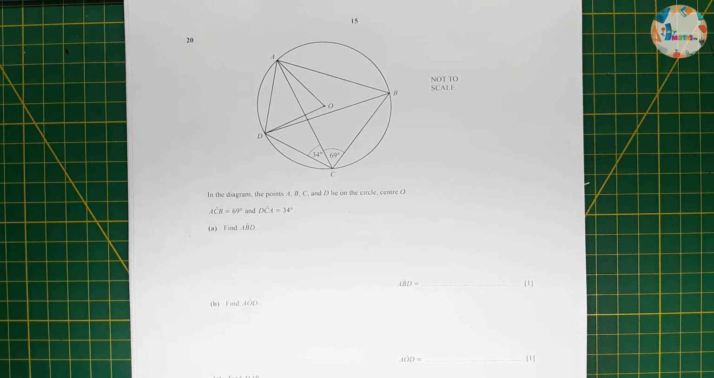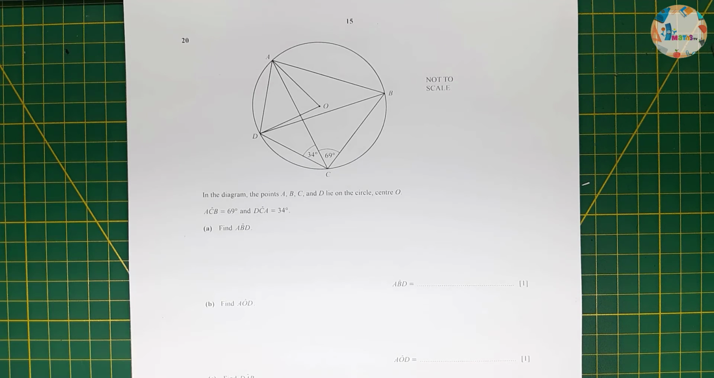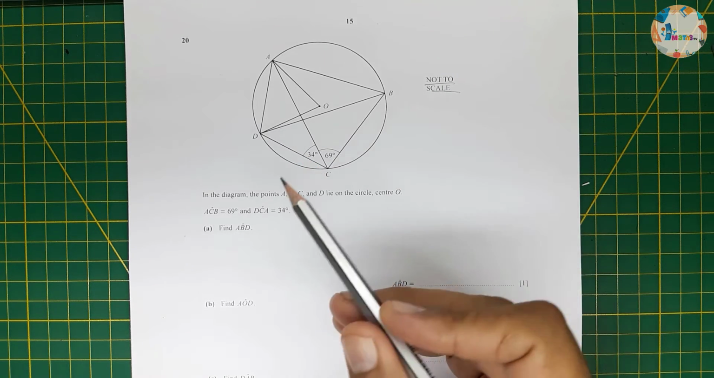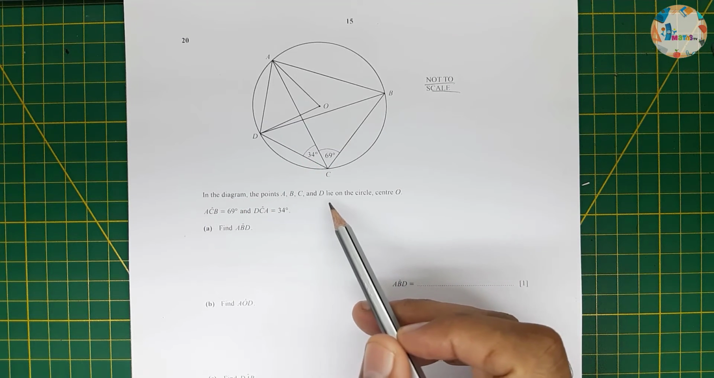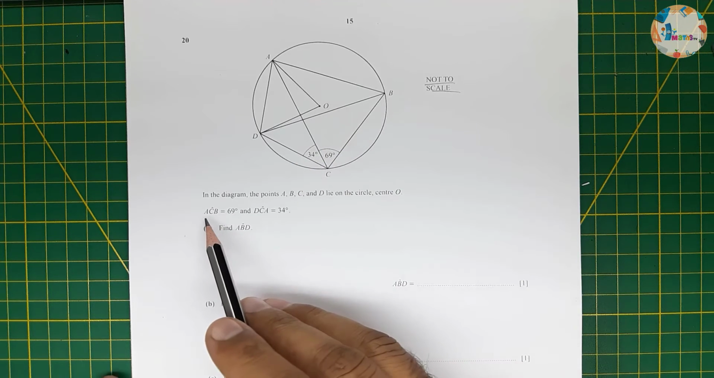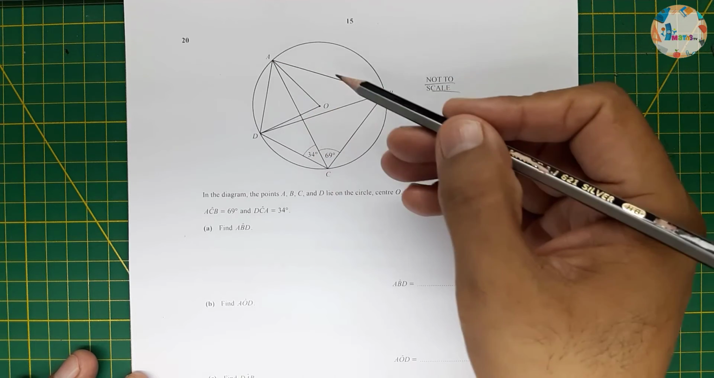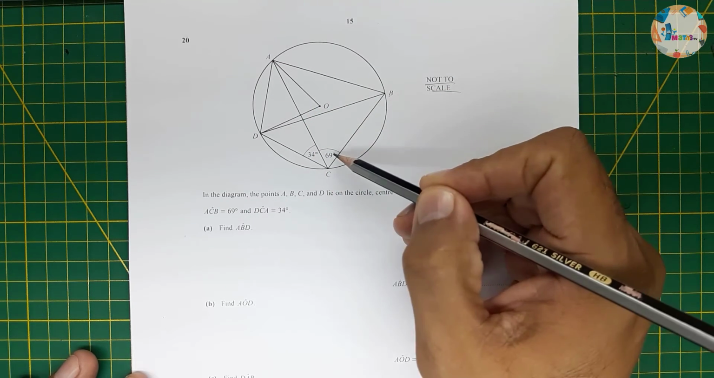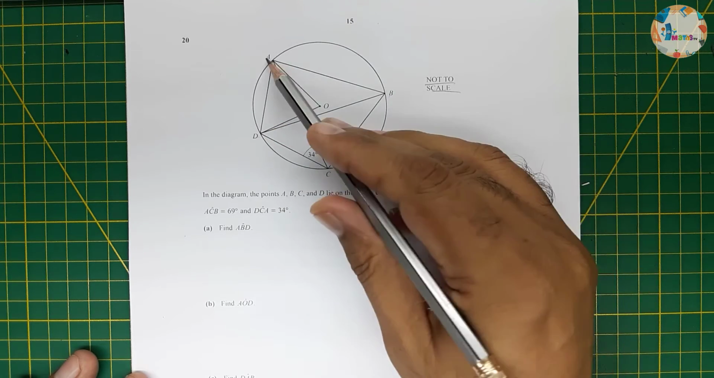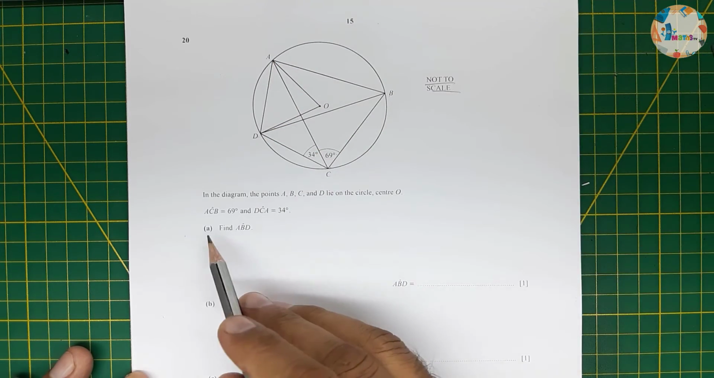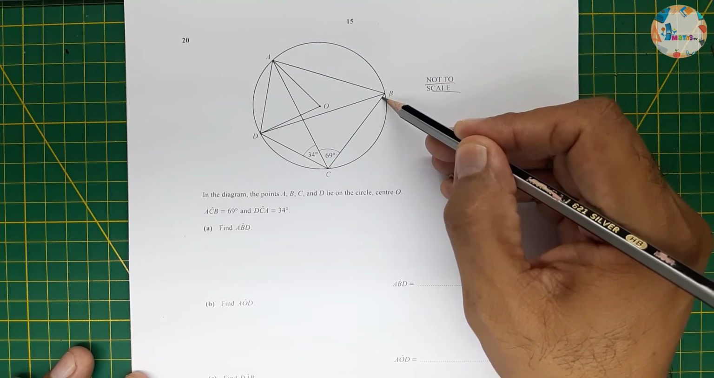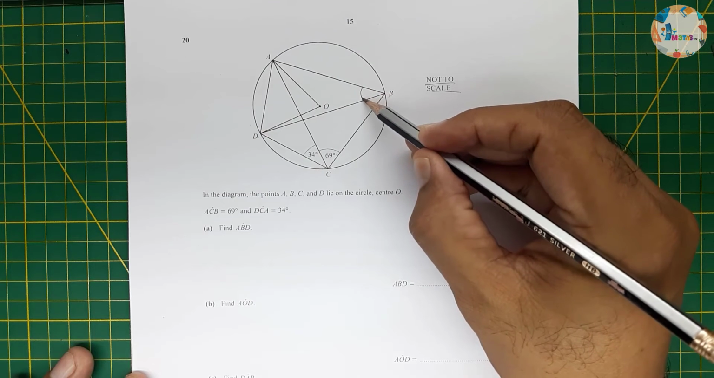Now here comes question number 20. For this question number 20, a diagram is provided which is not to scale. In the diagram, the points A, B, C and D lie on the circle with center O. Angle ACB is provided which is 69, and angle DCA is also provided which is 34. Find angle ABD. Basically this angle is required.